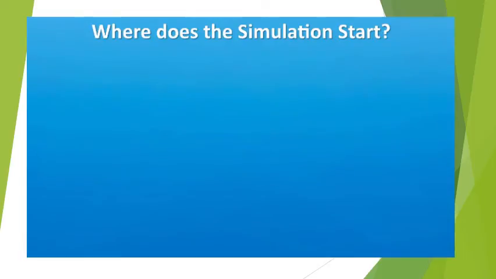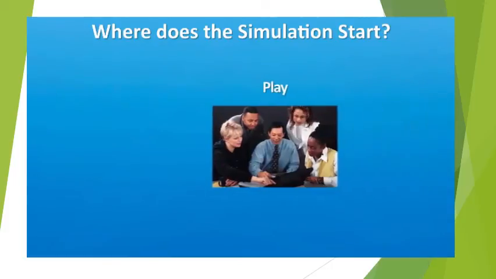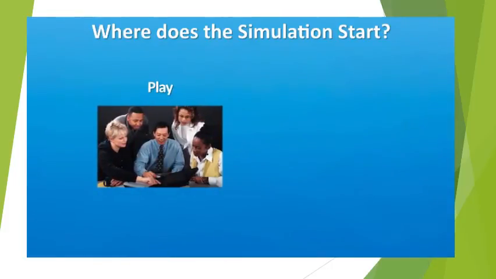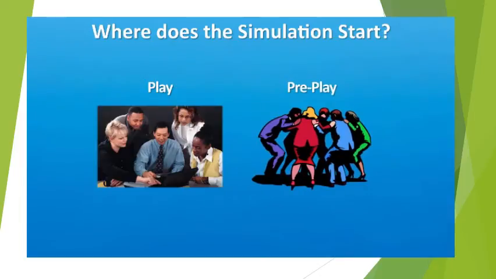Now that you have an understanding of how the simulation is set up, let's take a look at where the simulation starts. If your instructor selected Auto Assign, your project will start as soon as your instructor initiates play. If your instructor elected not to have auto assignment, you will start the simulation in something called pre-play. In pre-play, the only decision you can make is to hire resources.